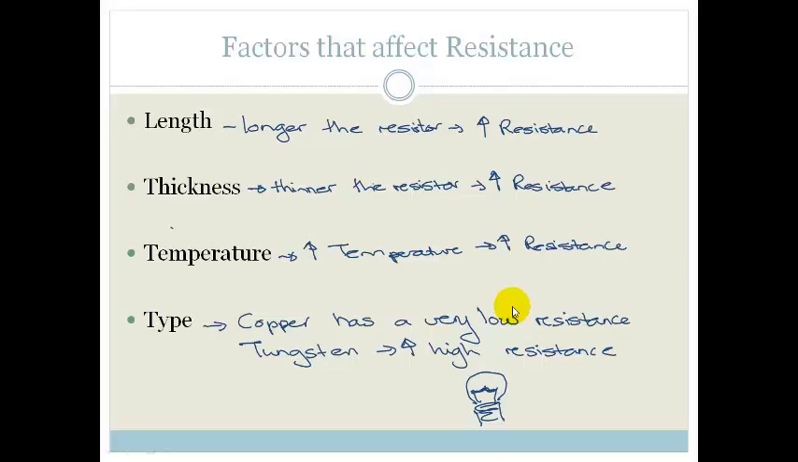Think about this as traffic. If you've got a single lane of traffic, it is very difficult to get a whole bunch of cars through. But if you've got 4 lanes of traffic, it's very easy for all the cars to get through. Temperature: the greater the temperature, the faster the particles are moving, the greater the resistance. And type: certain metals just have an easier way for the little electrons to get through.